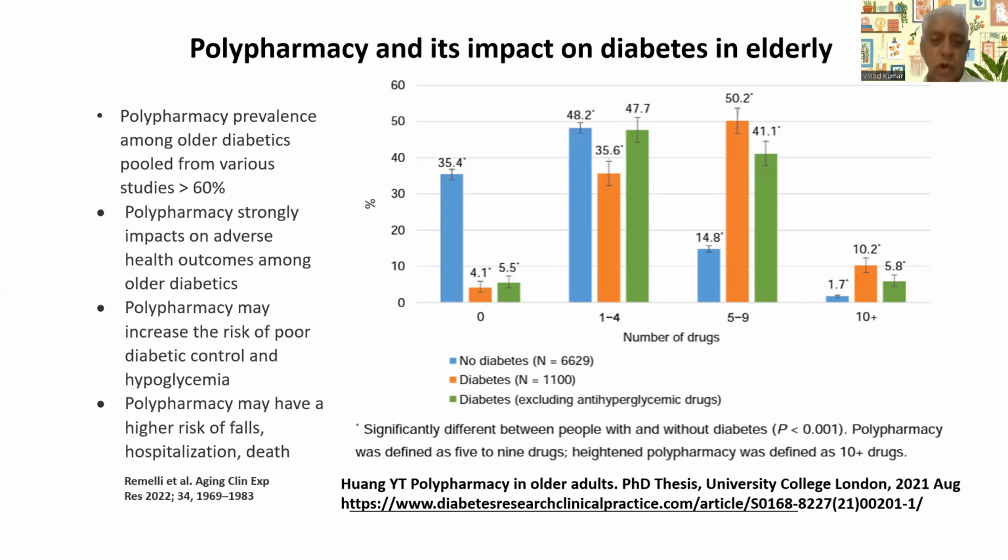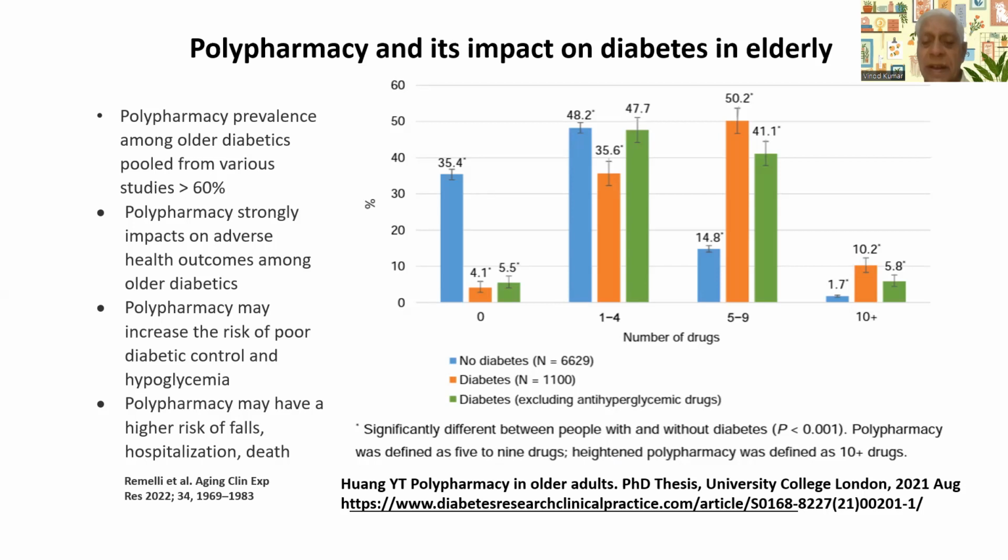The color diagram shows blue bars indicating non-diabetic elderly, the orange bar indicating the diabetic elderly, and the green bar indicating those diabetic elderly in whom anti-hyperglycemic or diabetic drugs have not been counted. So you find on the left side, 35.4% of those who are not diabetic are taking no drug at all, zero drug. But among diabetics, only 4% do not require any drug.